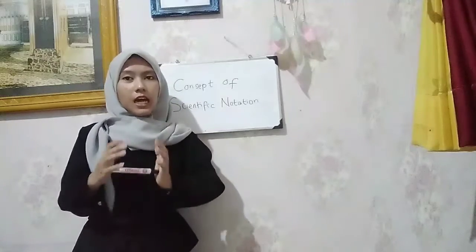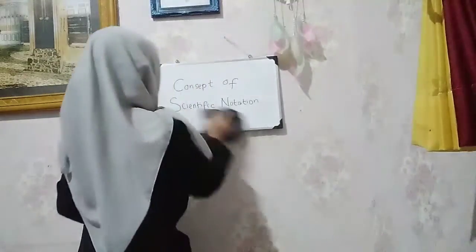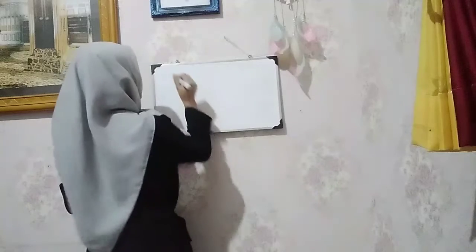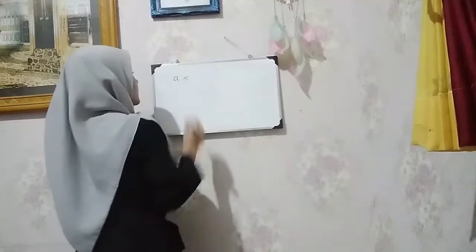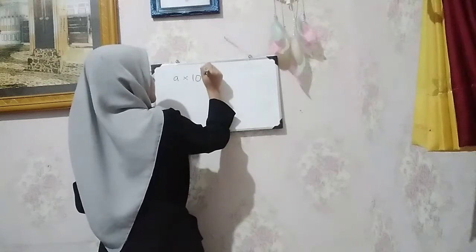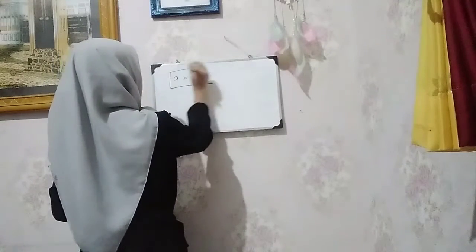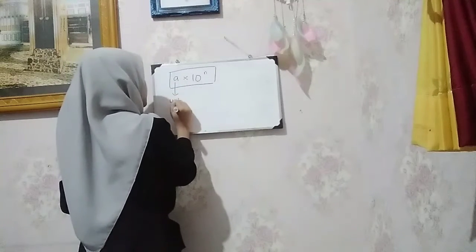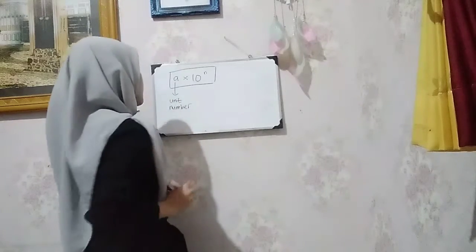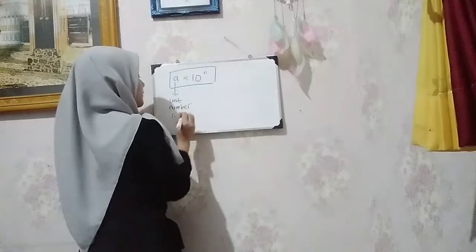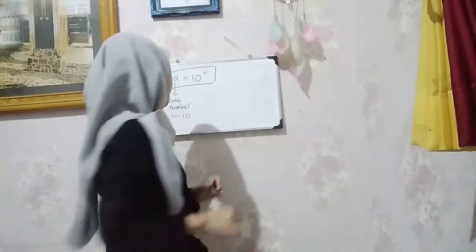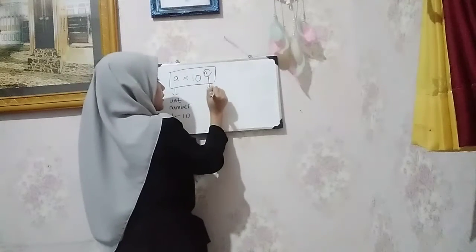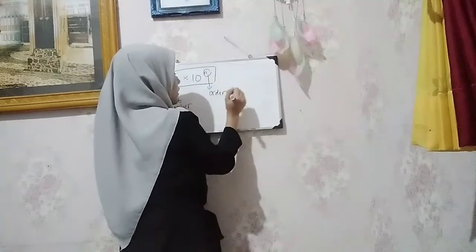The writing is as follows. A multiplied by 10 to the power of n. A is a unit number between 1 and 10, or can be decimal. N is the order or rank.